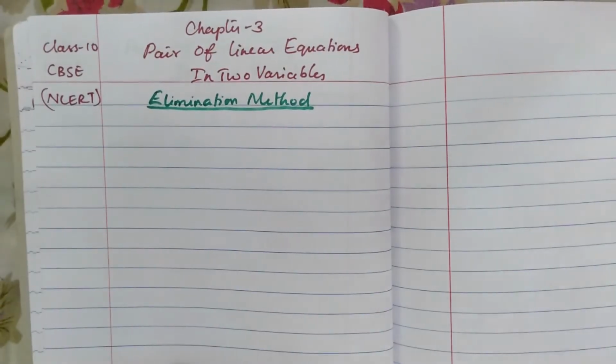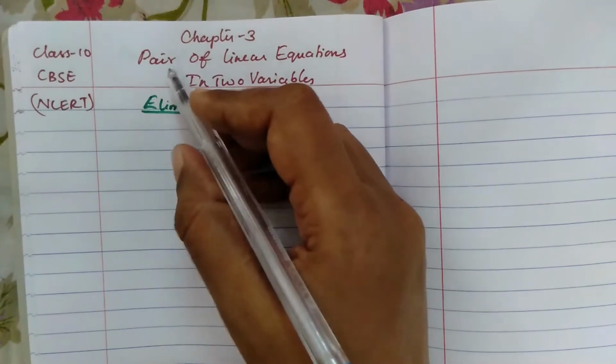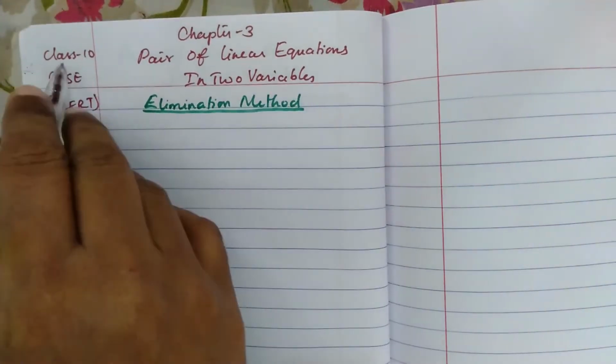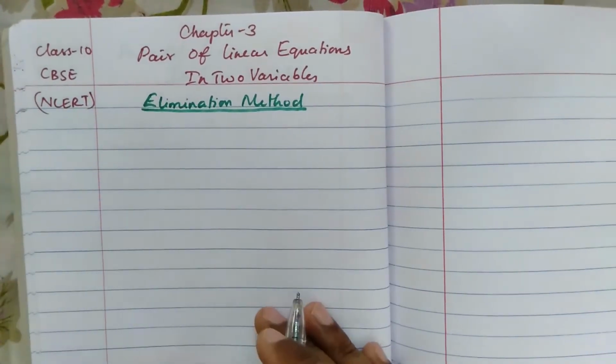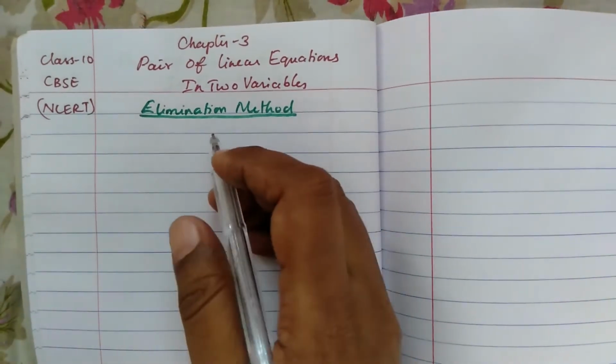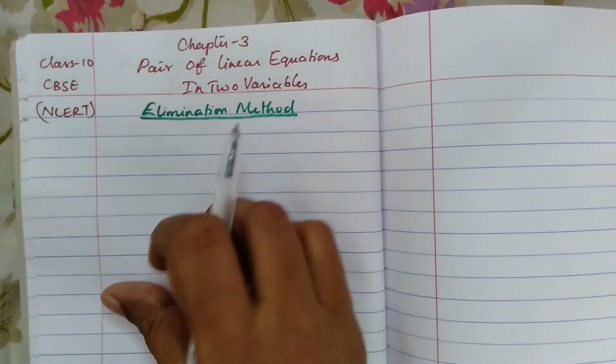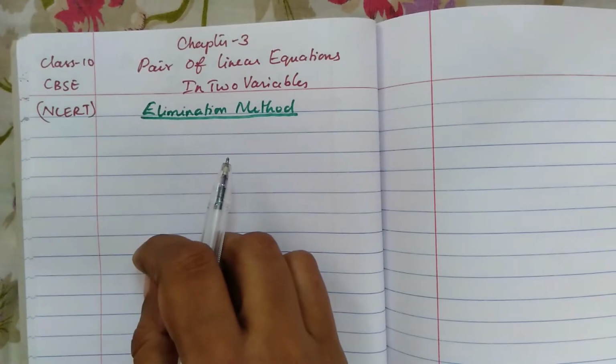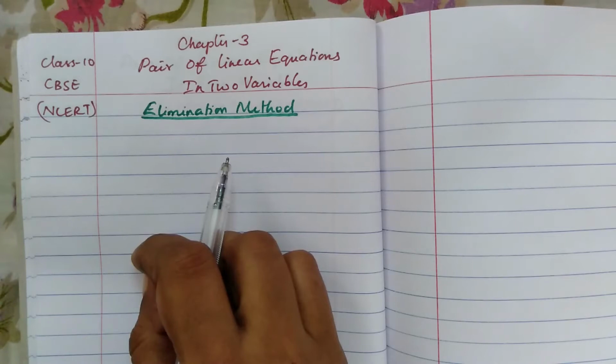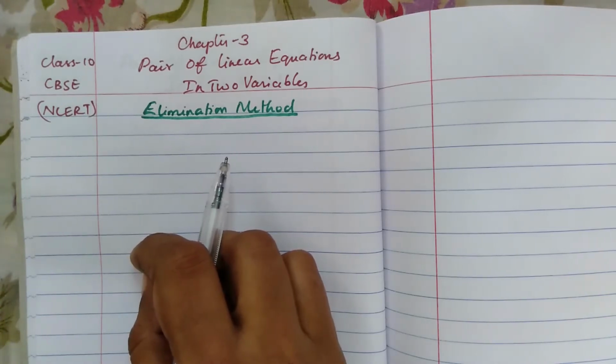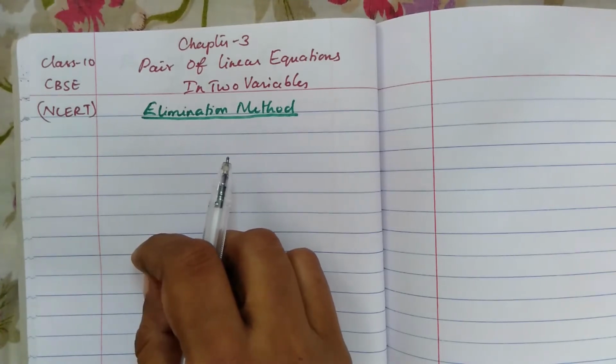Today we shall continue with chapter number 3, pair of linear equations in two variables of class 10 CBSE NCERT syllabus. Elimination method. This is the simplest and most commonly used method in solving linear equations. Not only in this chapter, but wherever you get to solve linear equations like quadratic equations, coordinate geometry, statistics and so on. Now let's see what are all the steps involved in elimination method.